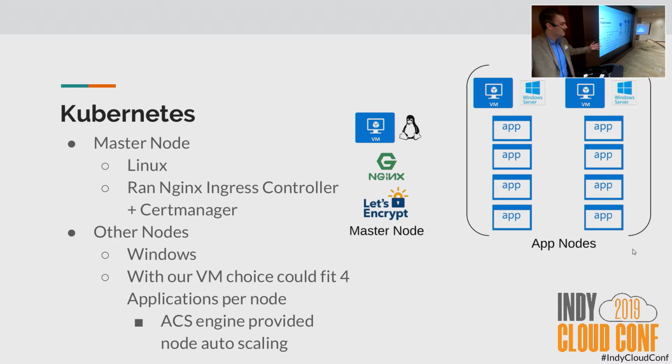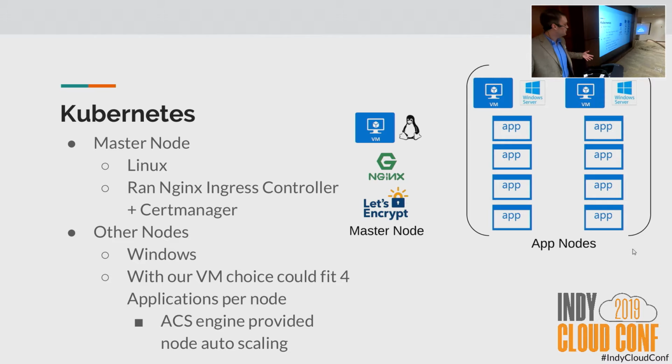So our Kubernetes instance itself. Like I talked about earlier, we had the master node, which ran on Linux. It also ran our Nginx ingress controller and cert-manager instance, which, suffice to say, handled all of our network load balancing and creating TLS certs for security. And then all of our other application nodes were Windows Server. And with this application being the monolith that it was, it took a fair bit of resources. With the virtual machine choice that we made, we could fit 4 applications per worker node.